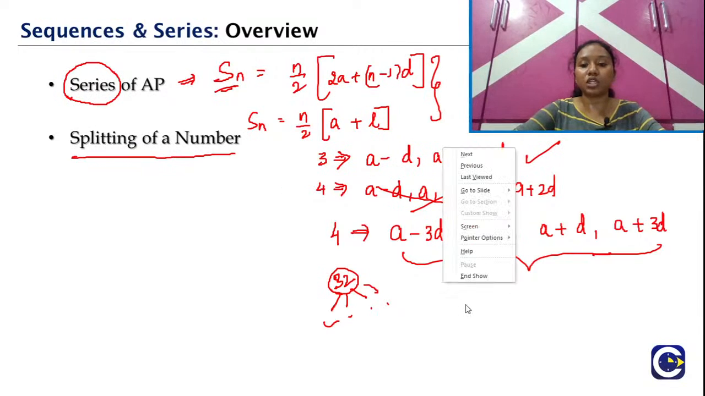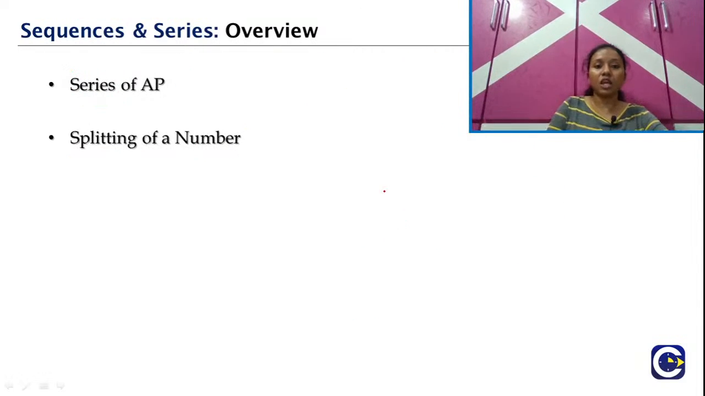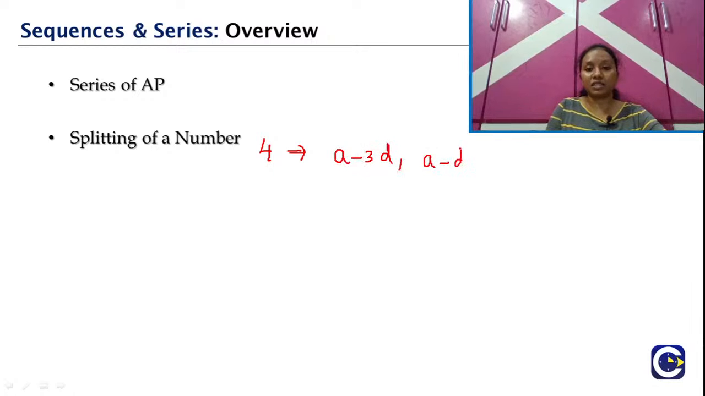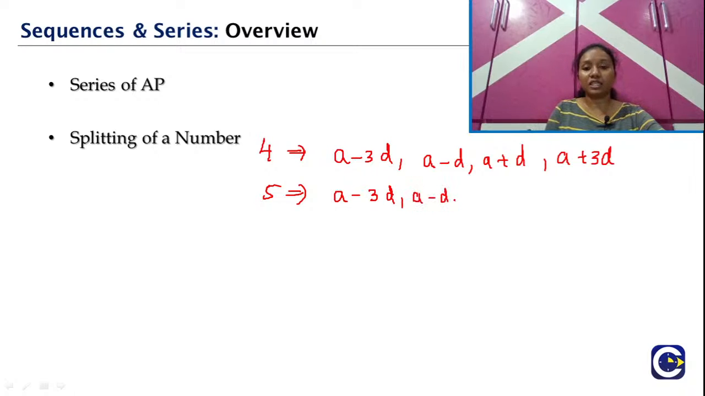So if we have 4 terms, so if we have to divide into 4 parts, it must be a minus 3d, a minus d, a plus d, and a plus 3d. If for suppose we have to split into 5 different parts, then the middle term will be coming into picture. That means a minus 2d, a minus d, a, and then a plus d, a plus 2d. So this will be the typical order how we are going to take the parts of the numbers when we are having the splitting of a number, such that the numbers must be in an AP.